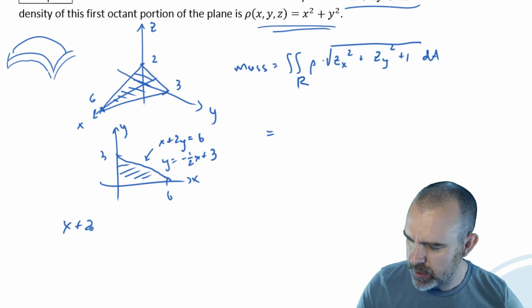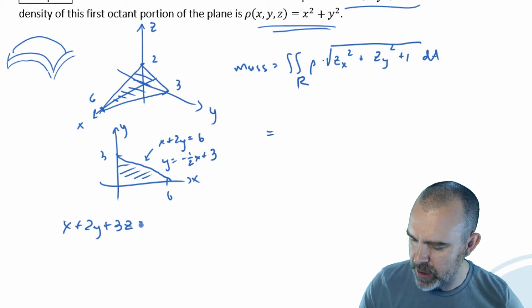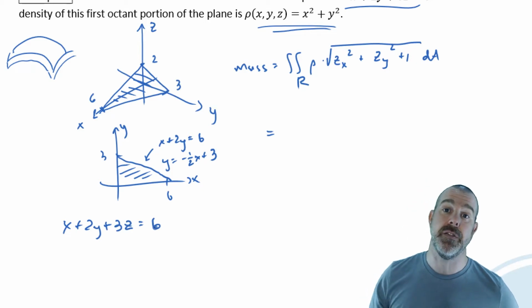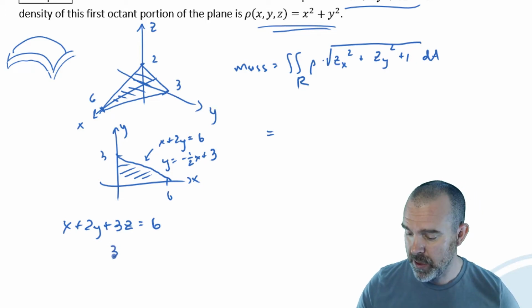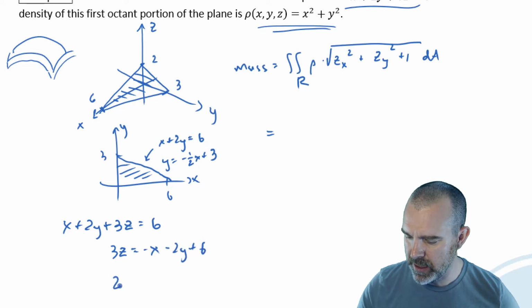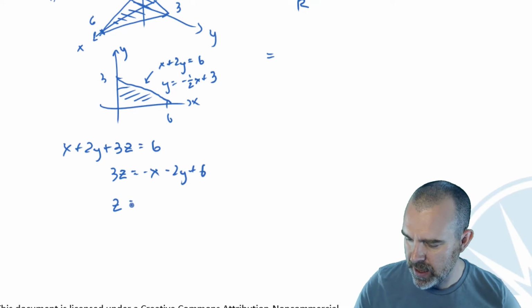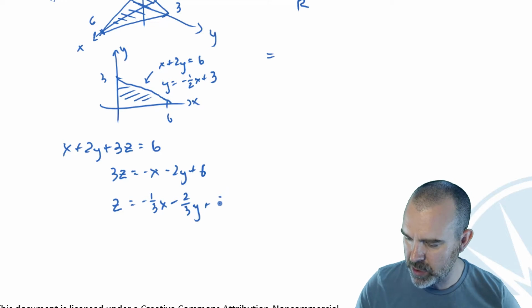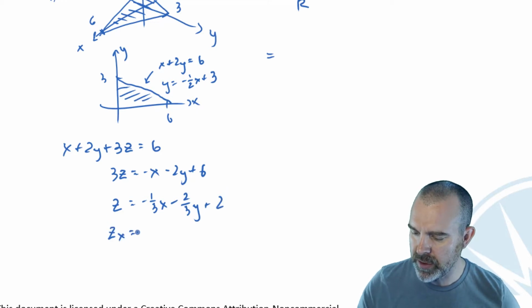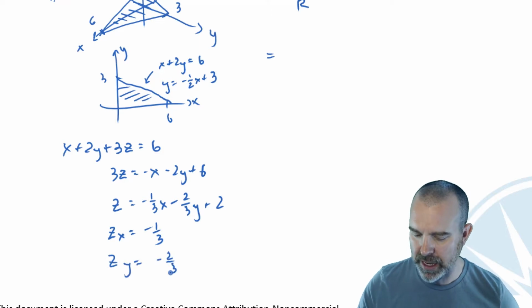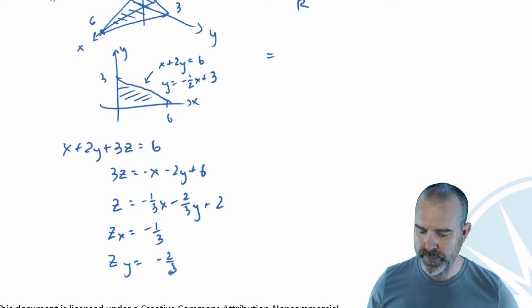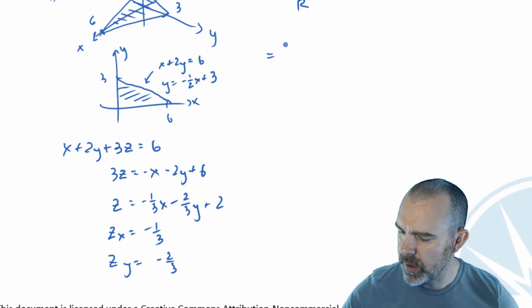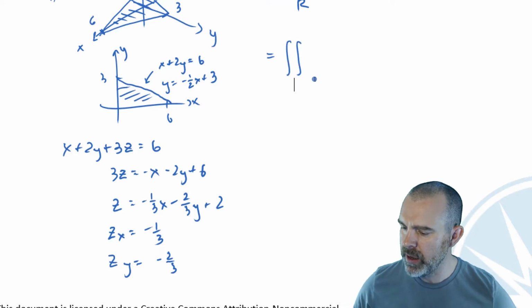X plus 2y plus 3z equals 6. We need to get z explicitly as a function of x and y. 3z equals negative x minus 2y plus 6. Z equals negative 1/3 x minus 2/3 y plus 2. Okay, so the partial derivative of z with respect to x is negative 1/3. The partial derivative of z with respect to y is negative 2/3. Right, so let's go back to our double integral.